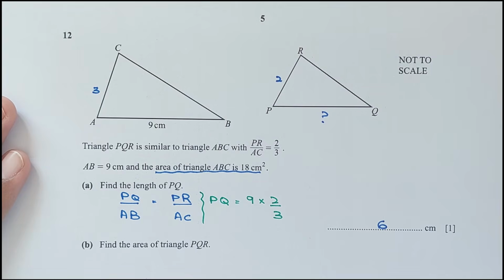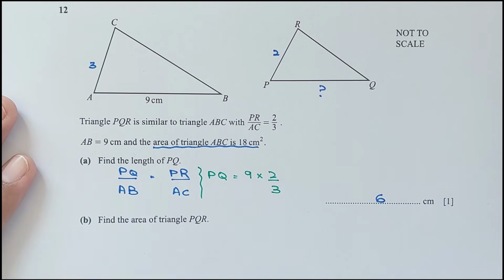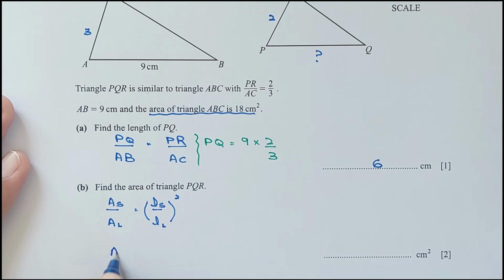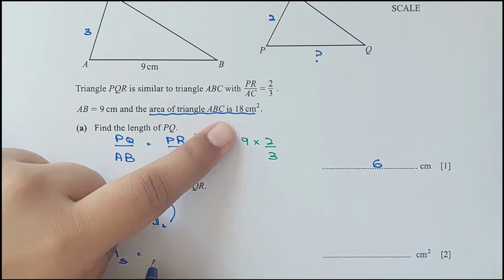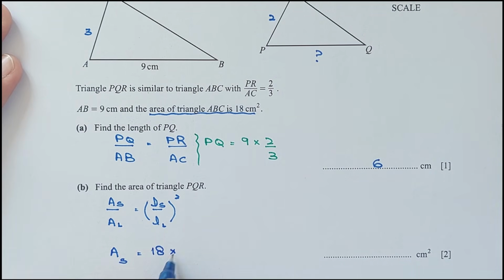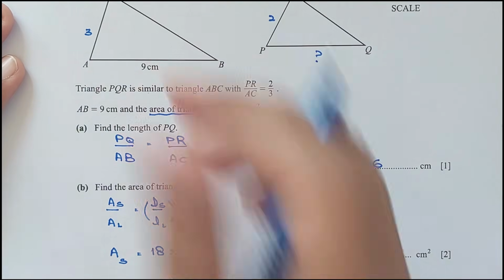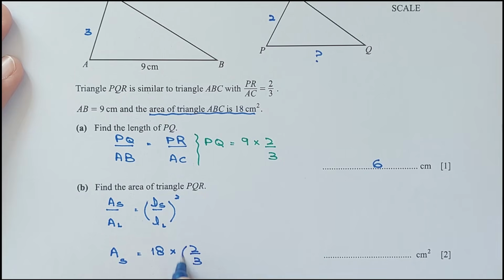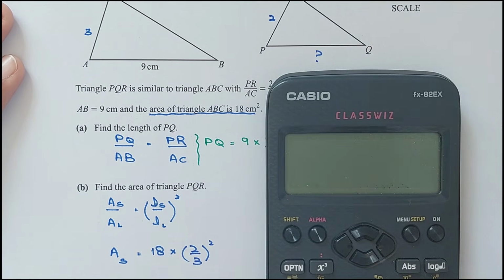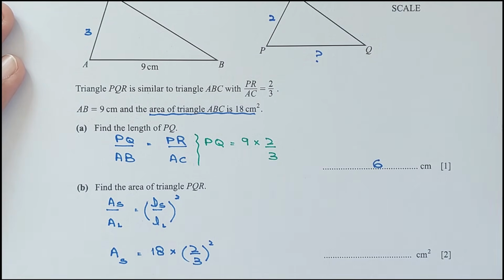Now for part B, find the area of triangle PQR. Okay, so for similar triangles, we need to find the area of the small triangle. So area of small over area of large is equal to length of small triangle over the length of large triangle, whole square. All right, so we are working for the smaller one. So area of the small triangle is area of the large triangle we have been given, which is 18, so 18 times the length of the small triangle, which is 2, over the length of large, which is 3. So 2/3 whole square. Let me calculate. 2/3 squared and times by 18. This is 8 centimeter square is the area.